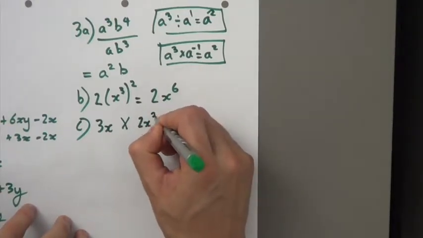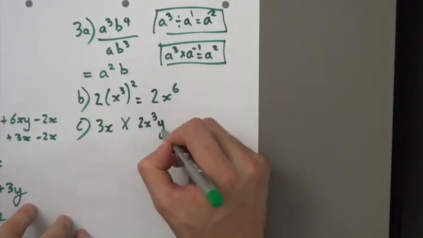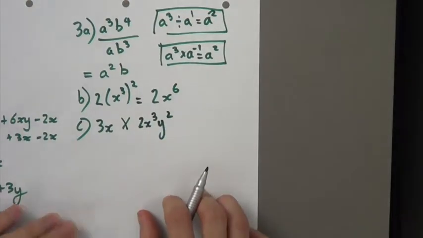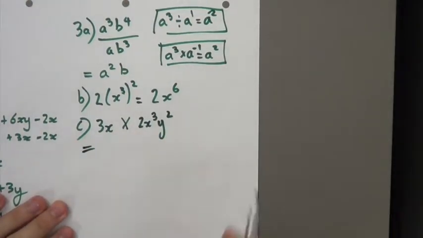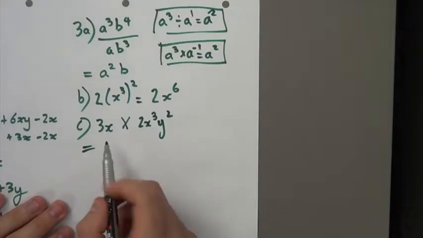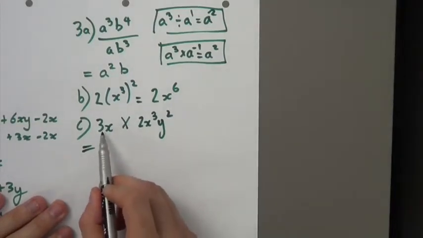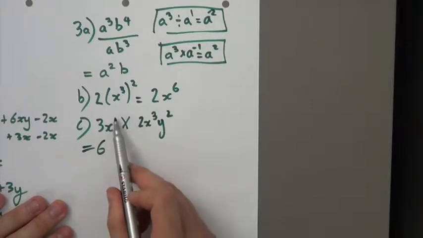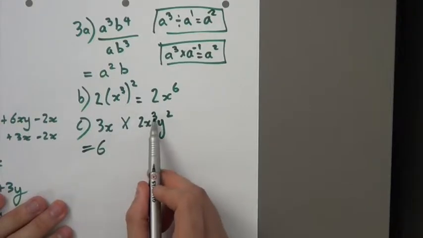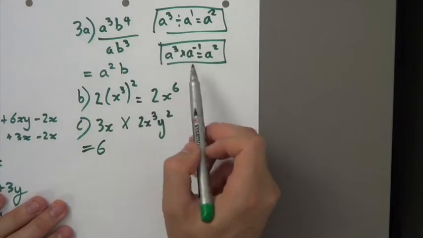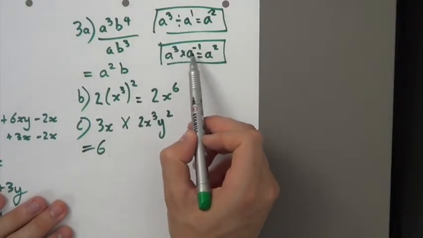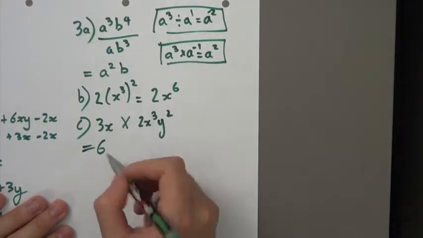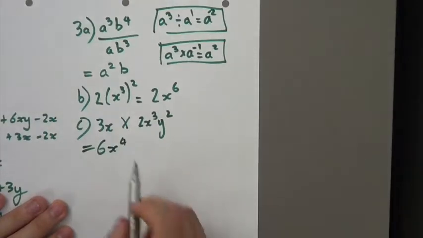Right. This one, 3x times 2x cubed times y squared. Now, how do we do this one? First of all, let's look at the numbers. We can multiply the numbers together. So 3 times 2 is 6. And then what's happening here? We've got an x to the power of invisible 1 times an x to the power of 3. So we follow our same rules here, where we add the indices together. So it's going to be 1 plus 3, which is x to the 4.